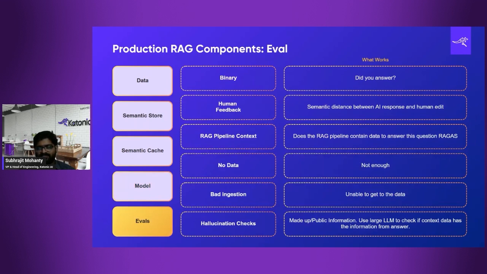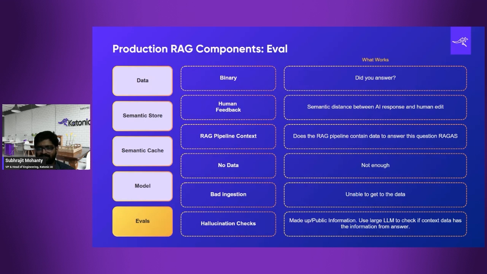Next, let's dive into the evaluation components of our production-grade RAG models, highlighted in the eval section of the slide. Evaluation is a critical part of ensuring our AI systems are both accurate and trustworthy. Let's break down the key evaluation methods we use. Firstly, we have the binary evaluation.